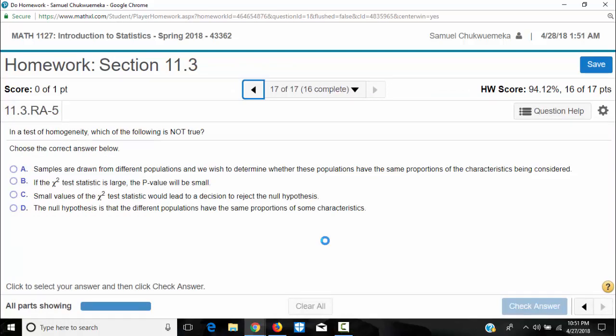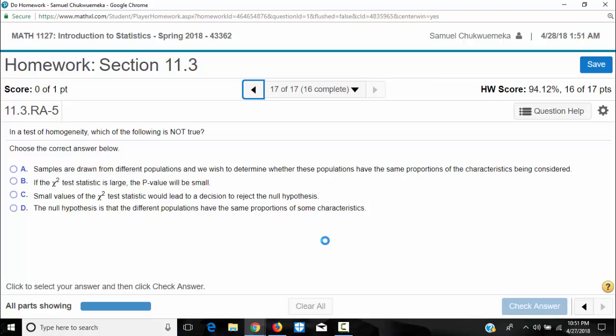Okay, question 17. In a test of homogeneity, which of the following is not true? A, samples are drawn from different populations and we wish to determine whether these populations have the same proportions of the characteristics being considered. Okay, that is true. B, if the chi-square test statistic is large, the p-value will be small. That is true.